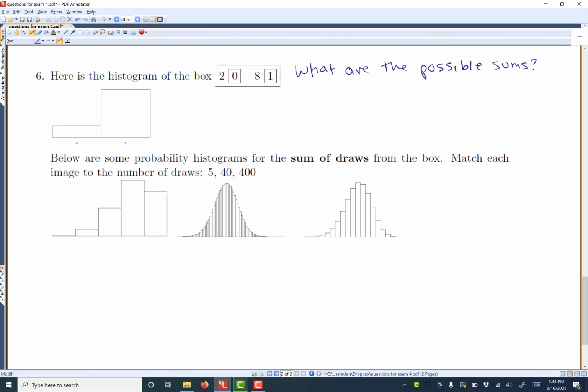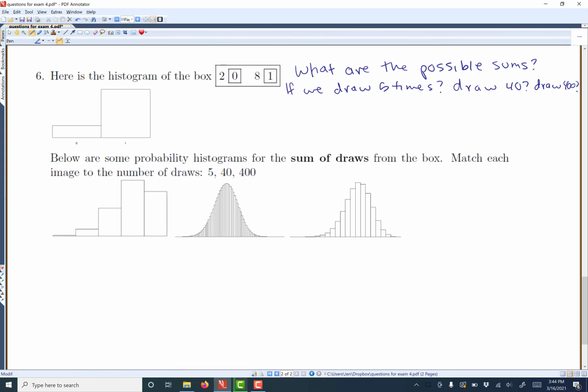Okay, now when we look at the possible sums, that means if we draw different times, like what if we draw 5 times, what would the possible sums look like? What if we draw 40 times, what would the sums look like? Or 400 times, what would those sums look like?